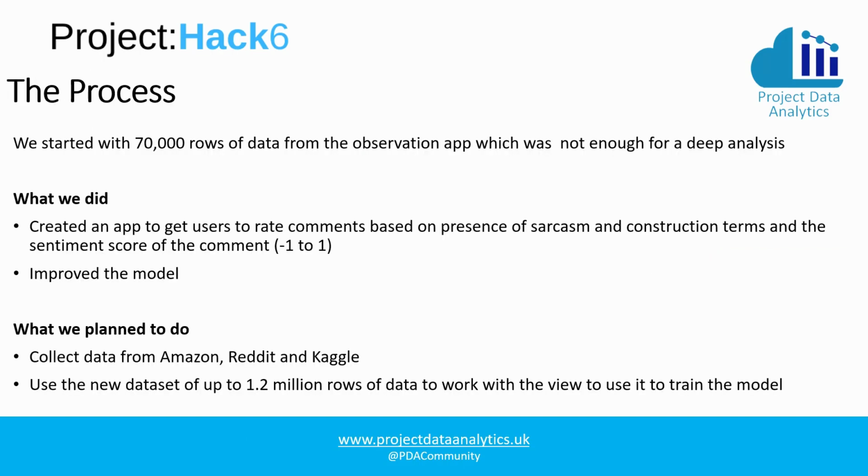So what was the process? We started off with 70,000 rows of data from the observation app, which is not enough for a deep analysis. So what we did was we created an app to get users to rate comments based on presence of sarcasm, construction terms, and to give a sentiment score of the comment. In addition, we also worked on improving the accuracy of the model so that it could better reflect the sentiment score. What we planned to do also was collect data from different data sources, for example, Amazon, Reddit, and Kaggle, and use this new data set of around 1.2 million rows to train the model.